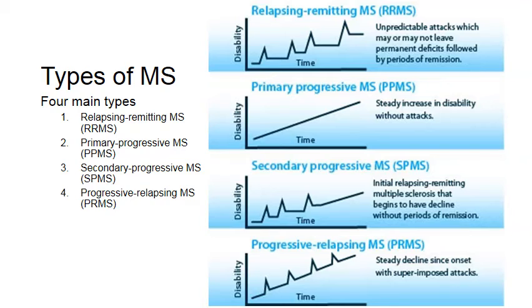So here we have the 4 main types of MS. If we take a look at RRMS, the top one, we see that there's unpredictable attacks. And after each attack, remyelination will occur, but notice that disability is increasing as the time increases, and that goes for all of these. In primary progressive MS, there's a steady increase in disability without attacks. In secondary progressive MS, we see that the chart resembles a little bit of both the previously mentioned MSs.